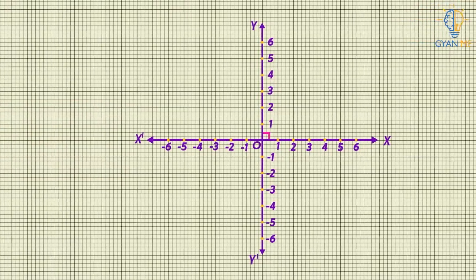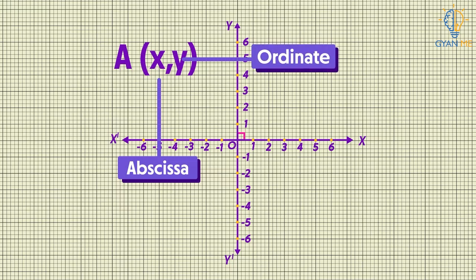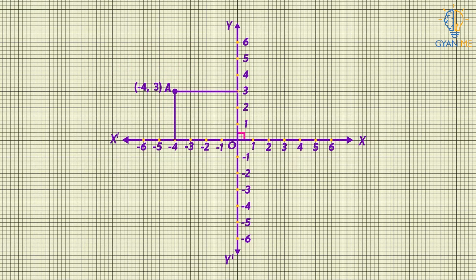Students, also remember that x-coordinate of any point is called the abscissa of that point, while y-coordinate of that point is known as the ordinate of that point. Say for example, our point A has coordinates (-4, 3). We say that its x-coordinate or its abscissa is -4 and its y-coordinate or its ordinate is 3. Now as an exercise, students, write down the abscissa and ordinates of all the points that we have plotted.